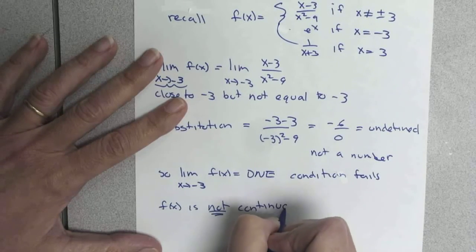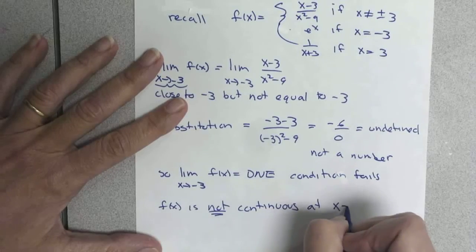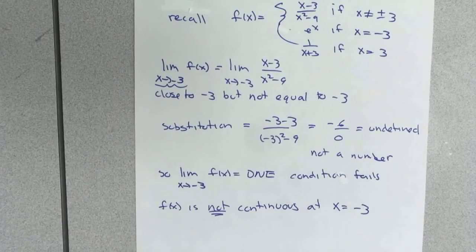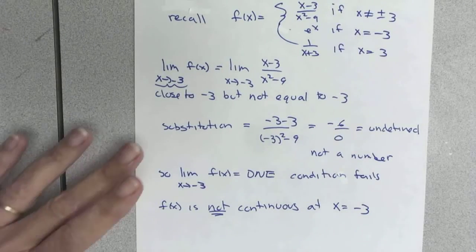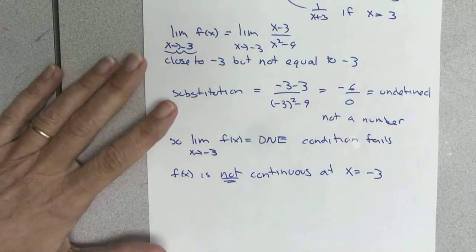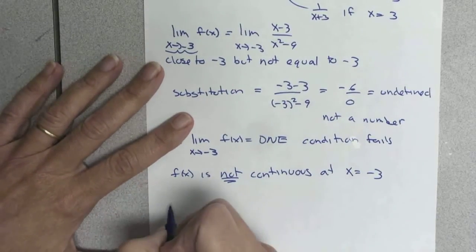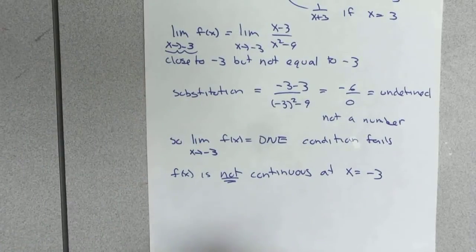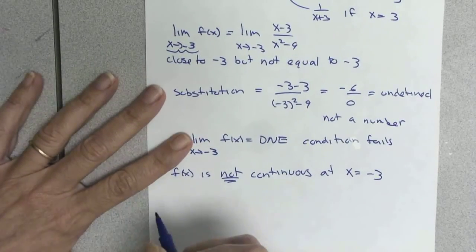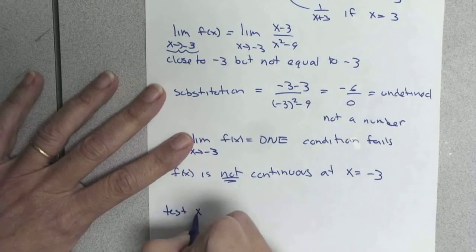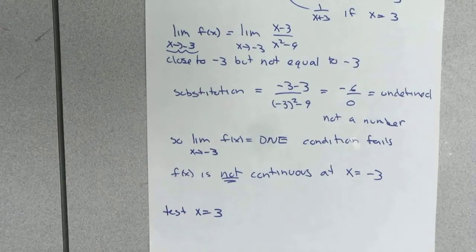and so f of x is not continuous at x equal negative 3. And there's no reason to go on to condition 3. We have decided that it's not continuous. So that was testing x equal negative 3. Let's test x equal 3. And we're already at 9 minutes, so we will conclude this video and start with the next video at testing x equal 3.